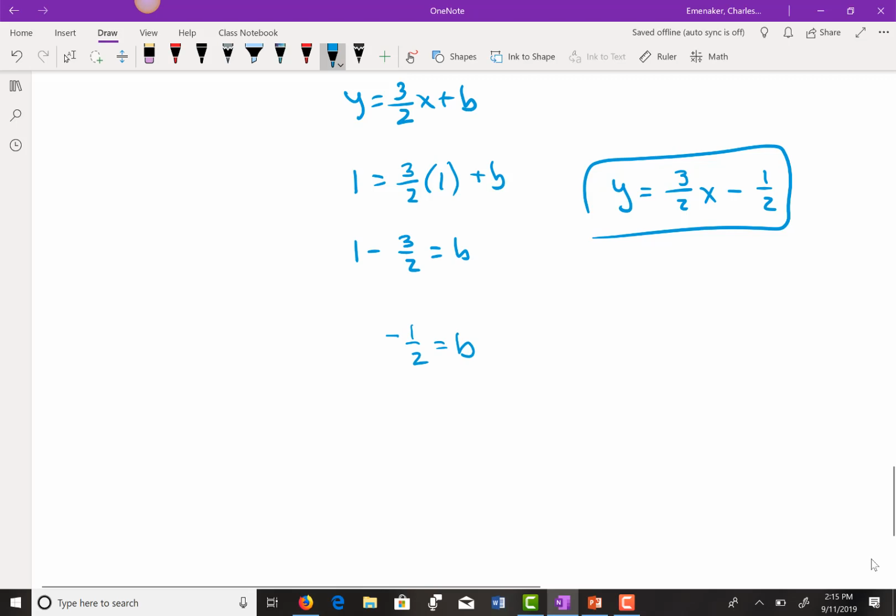So you can still get the equation of the line, can't you? It's not the end of the world if you don't have the calculator. Okay.